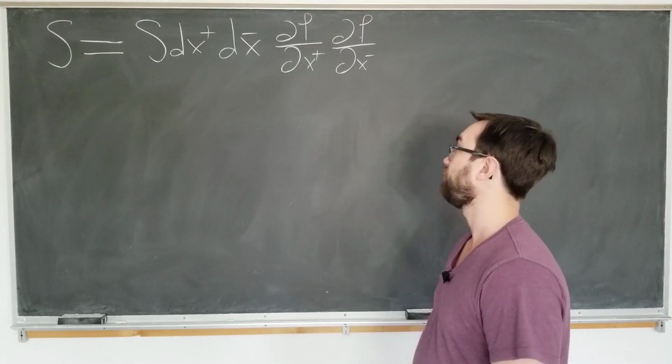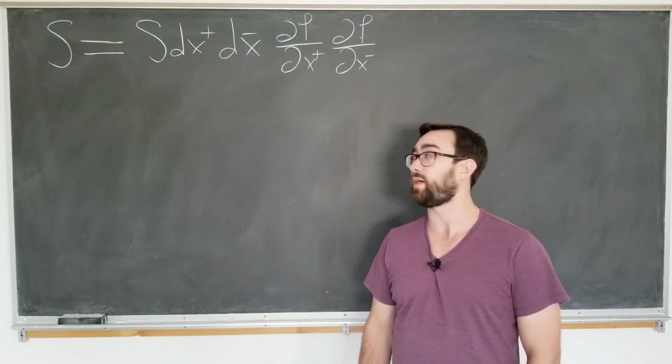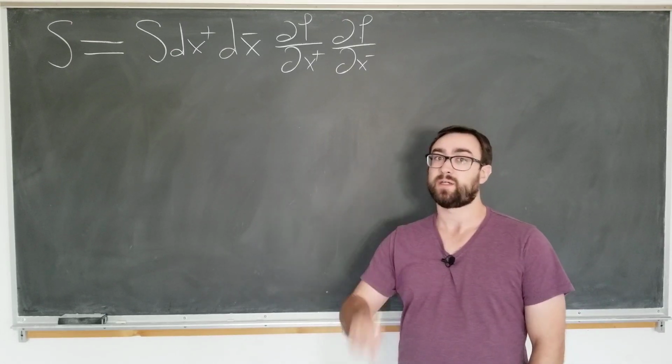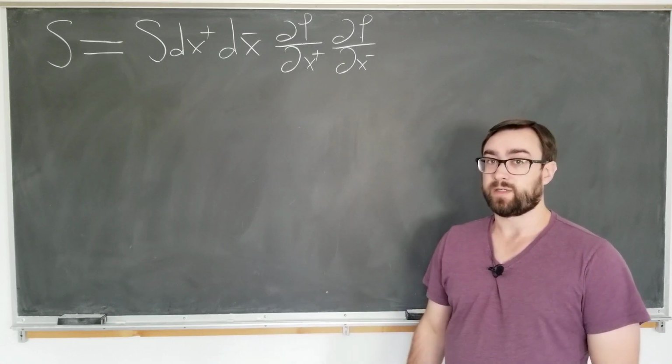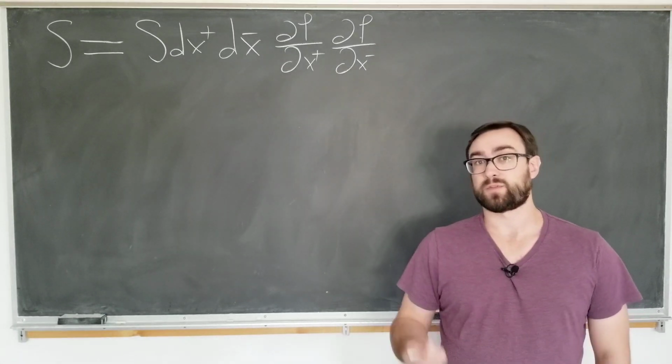Today we will be deriving the equations of motion for the action I've written above here in two ways. We're going to use the Euler-Lagrange equations and we're also going to vary it from scratch.